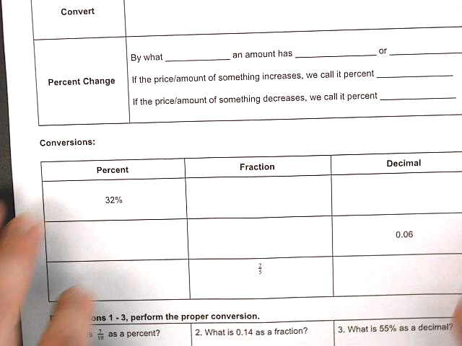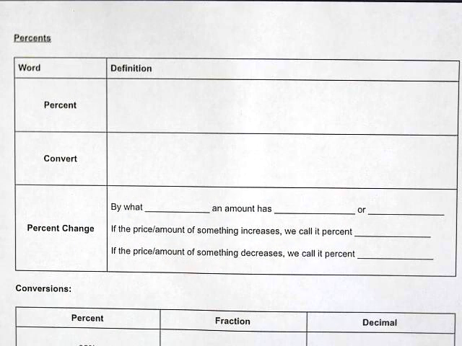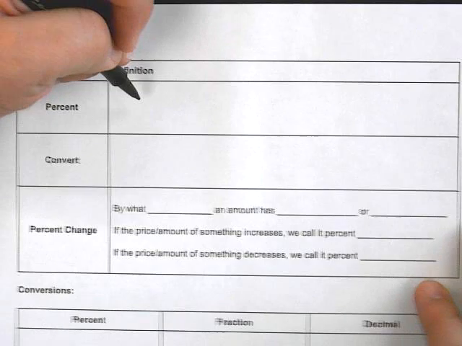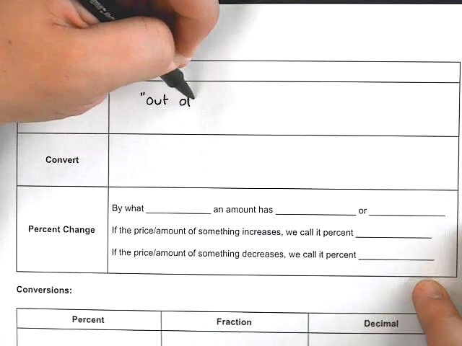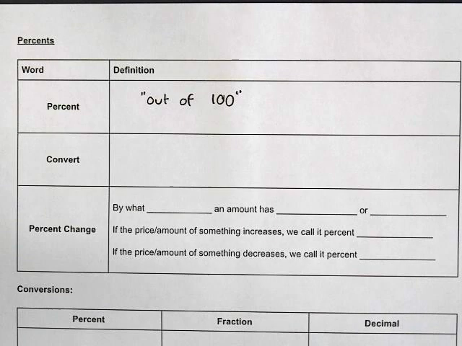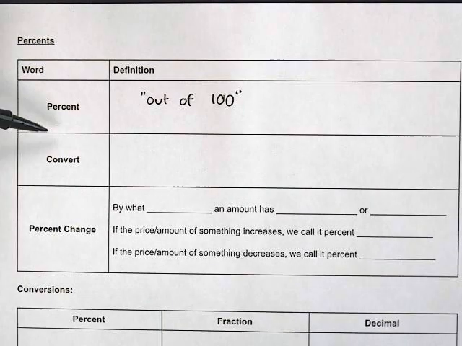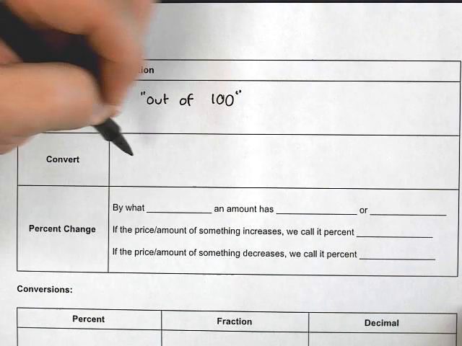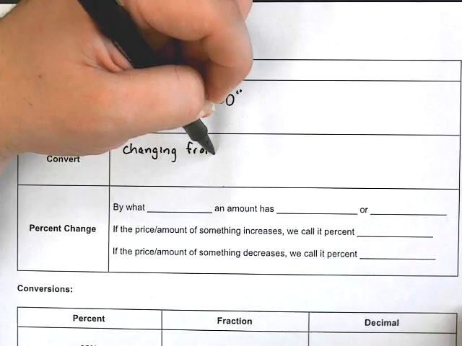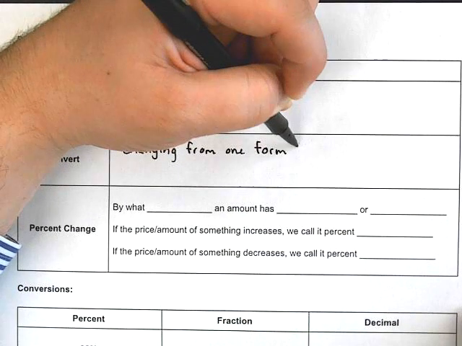Okay. Last little part of this video: percents. If you remember correctly, a percent, by the word itself, is out of 100. So with a percent, we really just want to know how much is something out of 100. Going along with percents, we talked about converting, and converting is just changing from one form to another.